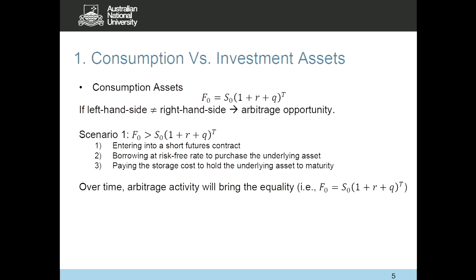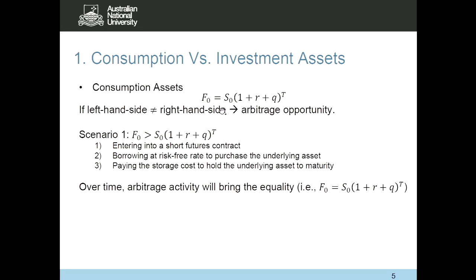So everybody happy with that? Now what about if the future price is underpriced? What if the future price is smaller than your right-hand side? What are you going to do? Well, you're going to do the opposite, right?